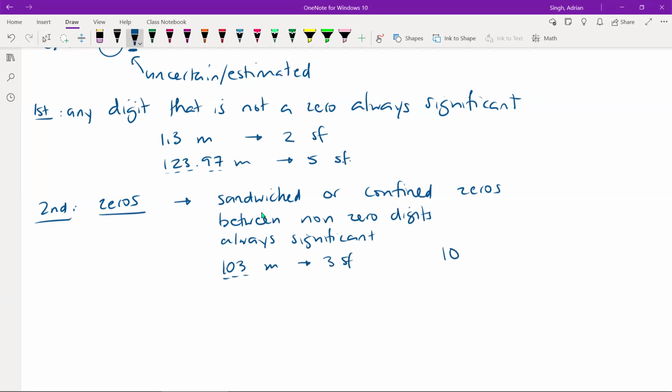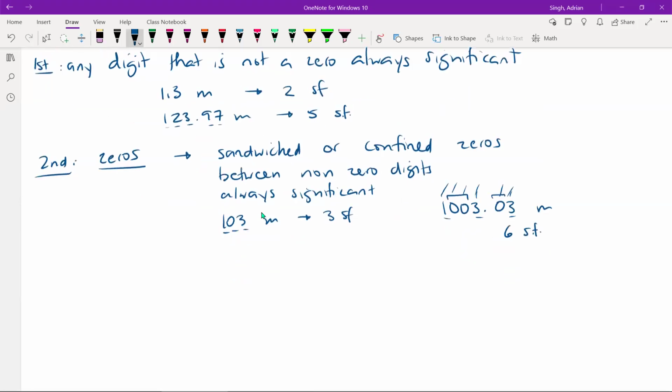If I have 1,003.03 meters, well, obviously the 1, the 3, and the 3. Now, both of these two zeros here are sandwiched, and this 0 here is sandwiched as well because it's between these two non-zero digits. So I have 1, 2, 3, 4, 5, 6 significant figures in that measurement. Okay, so that's sandwiched or confined zeros.